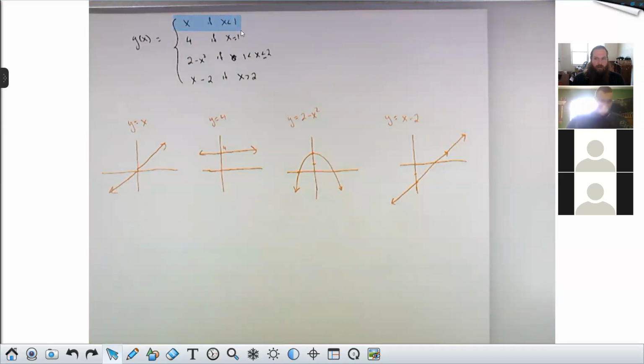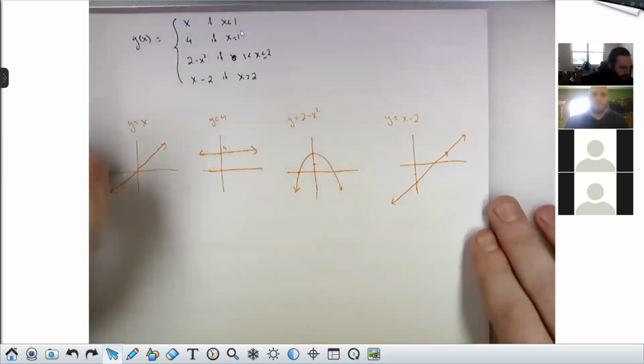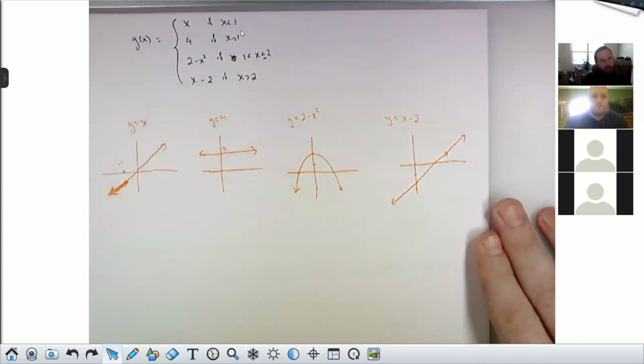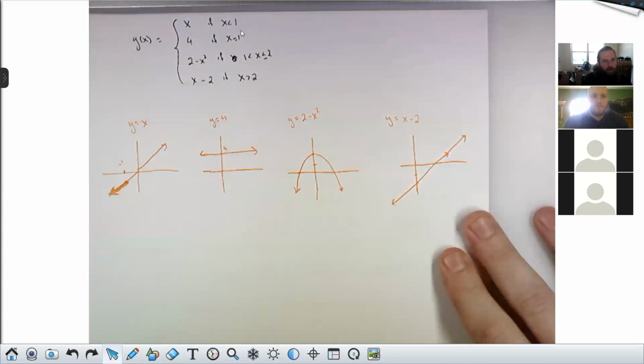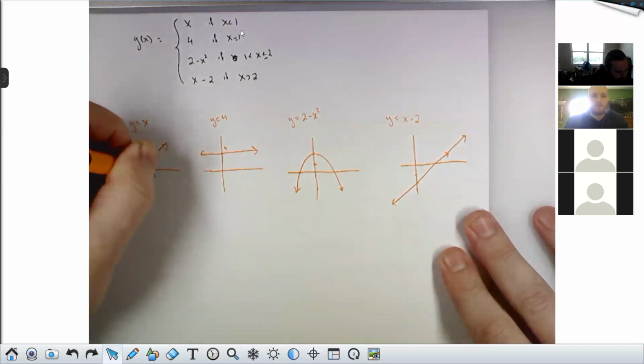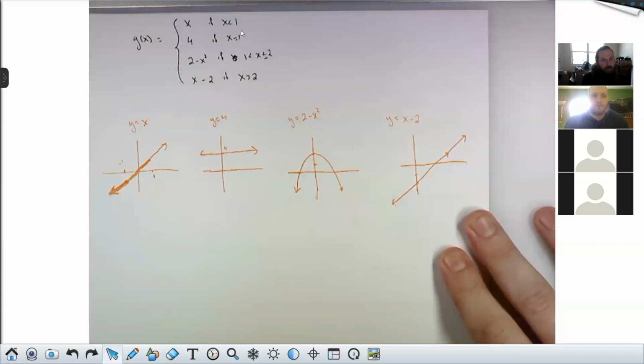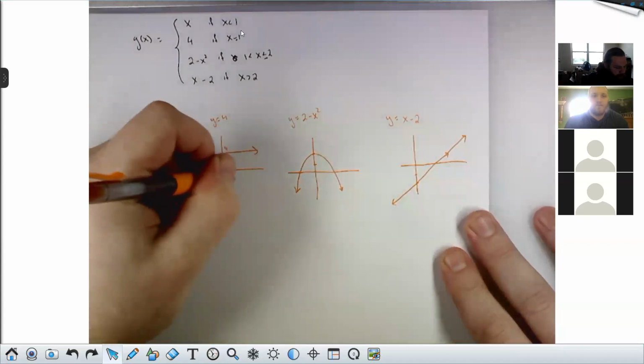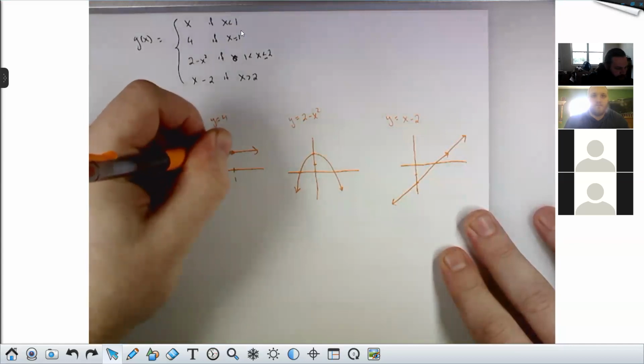This thing says g of x acts like x, but only to the left of 1. So if I mark this as -1, then the part of this graph that I want to hold on to, I'll kind of put in bold here, is really just this part. And this guy says to the left of 1. Yeah, sorry, all the way over here to 1. So this whole thing. Yeah, okay. And then right at x equals 1, it behaves like the constant function 4. That's just 1 point.